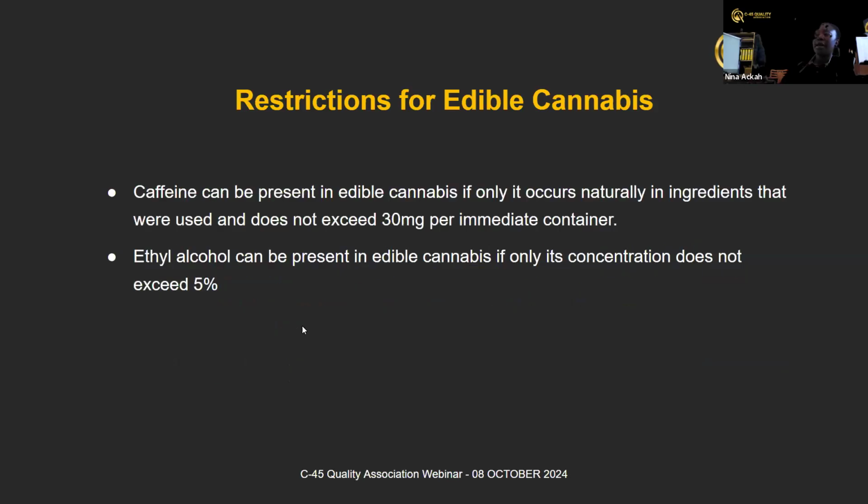Caffeine also cannot be present in edible cannabis. However, if the caffeine is naturally present in ingredients that are used for the manufacture of edible cannabis, it can be allowed, but the concentration must not exceed 30 milligrams per immediate container. Ethyl alcohol is also the same. It can be present in edible cannabis only if its concentration does not exceed 5% per immediate container.